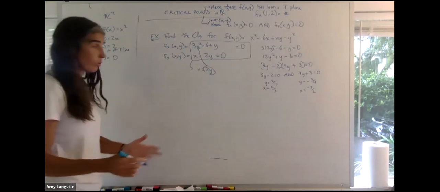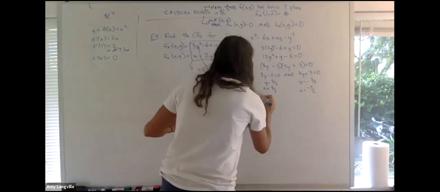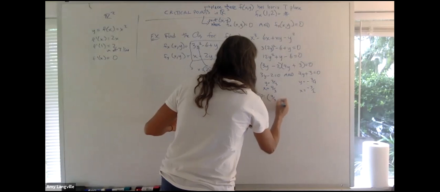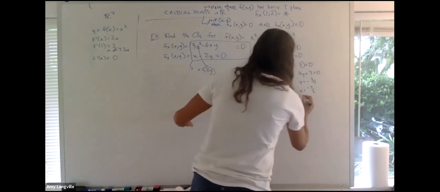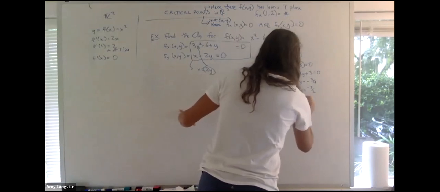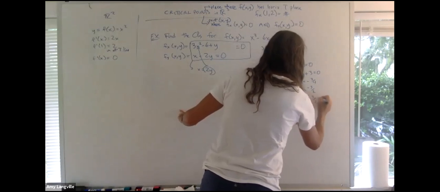Now, can I write each one of these like this? This is a CP. Usually we write it in parentheses, in our point notation. And another CP at (-3/2, -3/4).